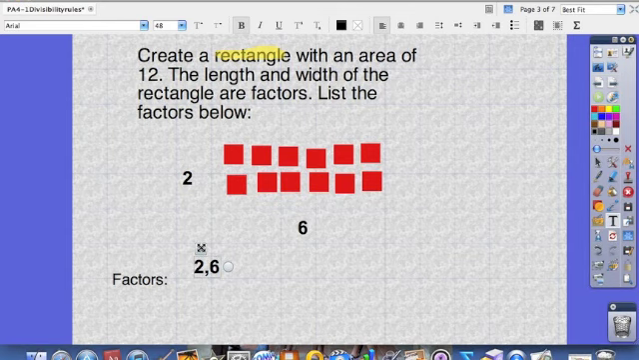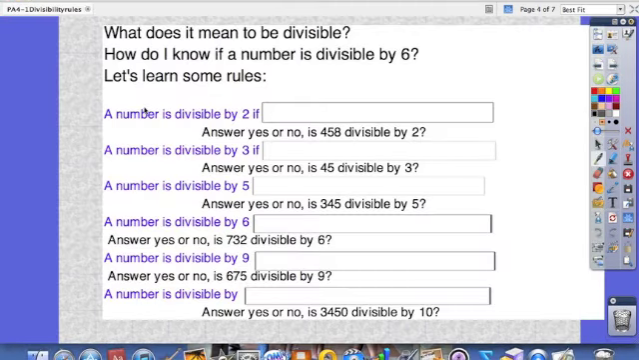Pause the movie now and draw another rectangle on your own with different factors that still have an area of 12. So let's look at divisibility. What does it mean to be divisible? Well, I can say that 10 is divisible by 2 and 5 because 2 times 5 equals 10. How do I know if a number is divisible by 6? Well, I would ask myself, if I divide that number by 6, does it go in evenly? Or can I multiply 6 by something to get that number?